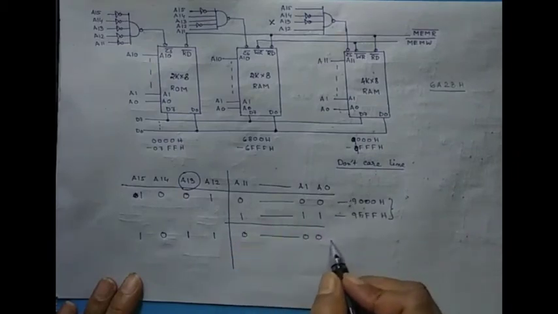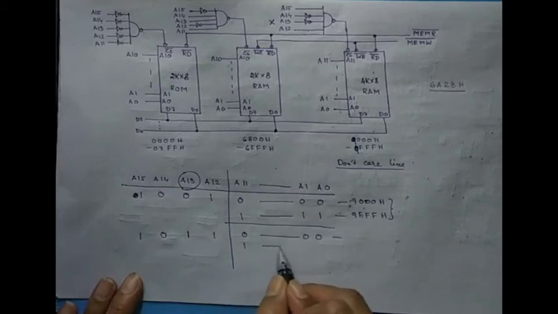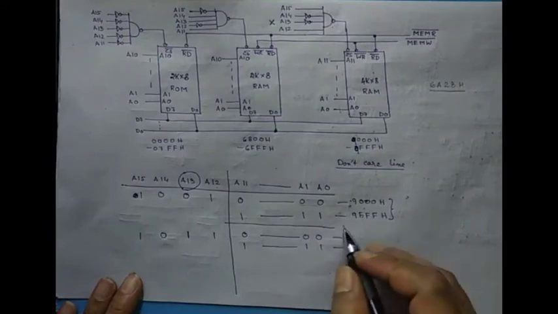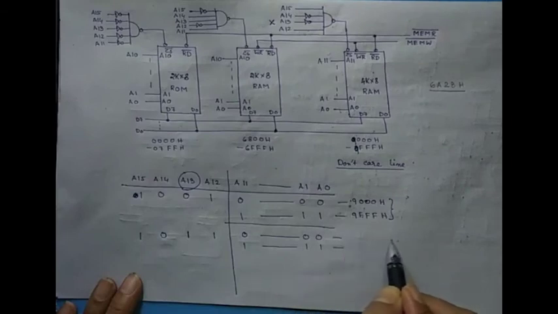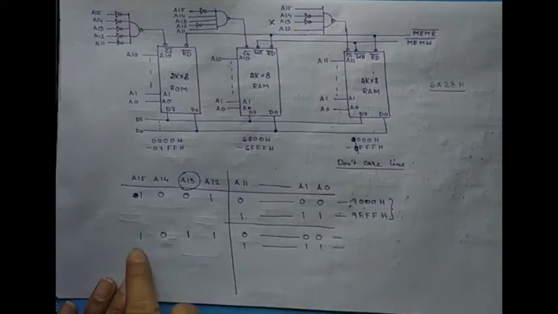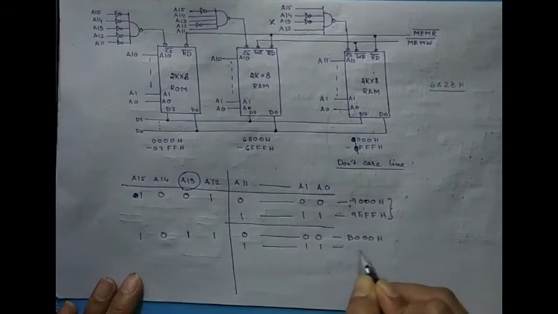If A11 to A0 are all at logic 0, then location number 0 will be selected. And if they are all at logic 1, then the last location will be selected. So the address range now is 1011 0000 0000 0000 to 1011 1111 1111 1111. So B000 hex to BFFF hex.